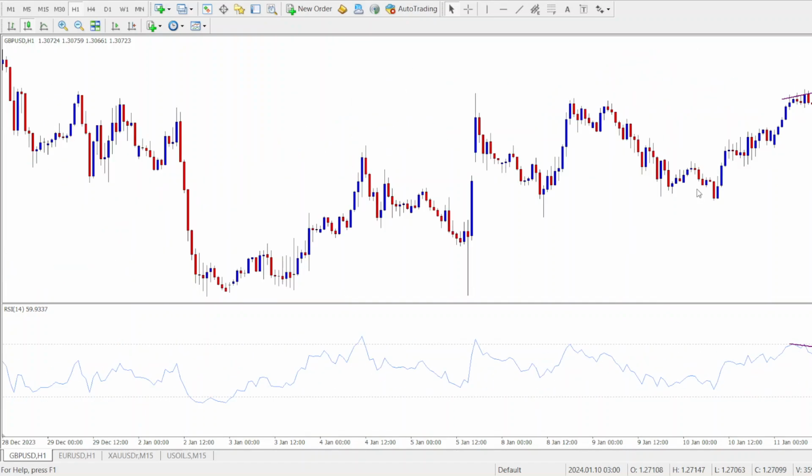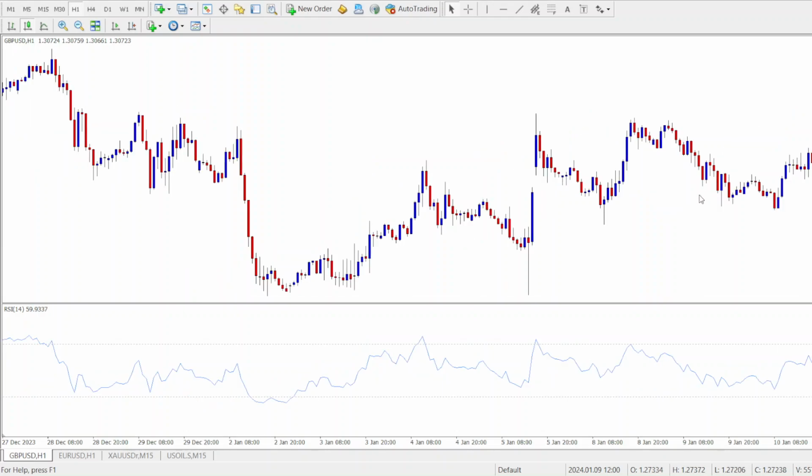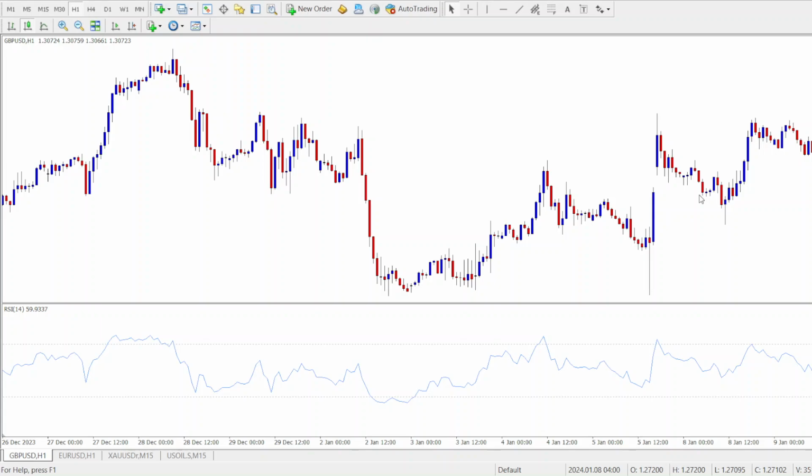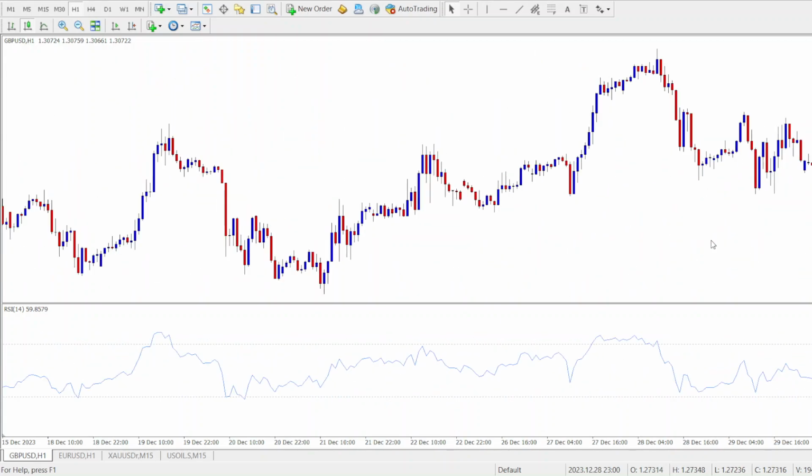So let us look for an example where price is making a higher low, but the RSI makes a lower low. Let us look for such an example. Okay, I think we have an example here. Price makes a higher low, but the RSI makes a lower low, as we can see here.